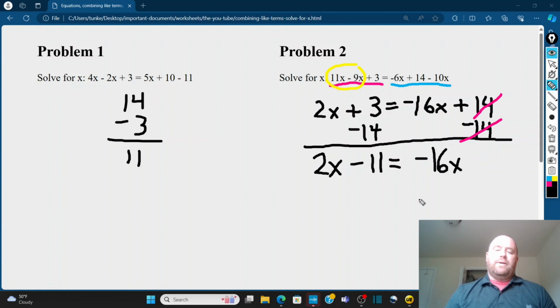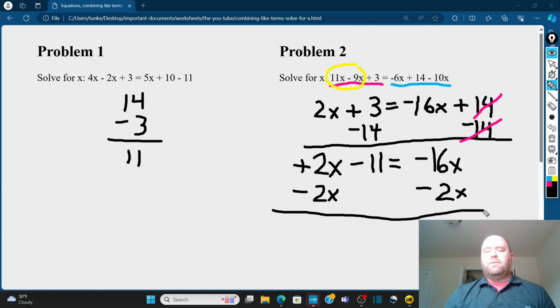Okay, so then I want to move the x's over to the right-hand side. So another way I could write this is plus 2x. So I'm going to subtract 2x from the left-hand side, which I also have to do to the right-hand side. So I'm going to subtract 2x. Okay. On the left-hand side, the plus 2x and the minus 2x cancel each other out. I have minus 11 equals, or negative 11 equals negative 18x.